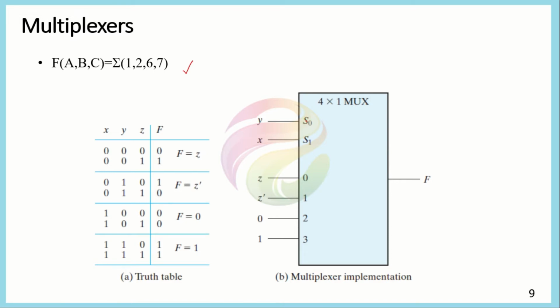So what we do here is we first represent two of the inputs as the two selection lines. S0 and S1 represent the two selection lines. The next input is connected to the first input of the main system, the multiplexer. So we have connected the next input, which is Z here, as the first input to the system.